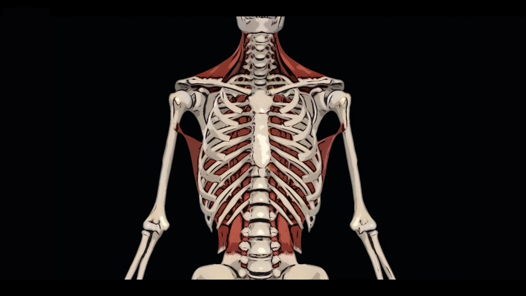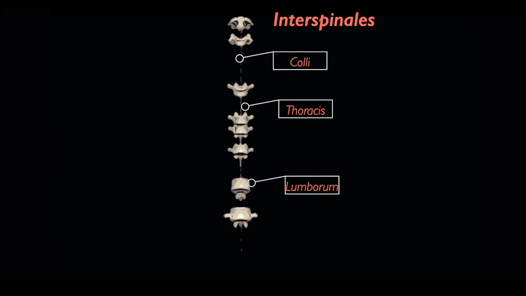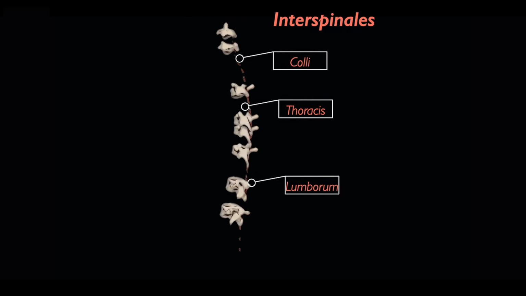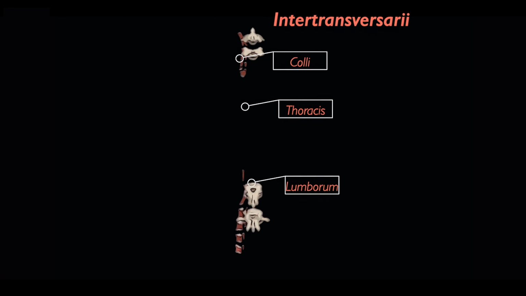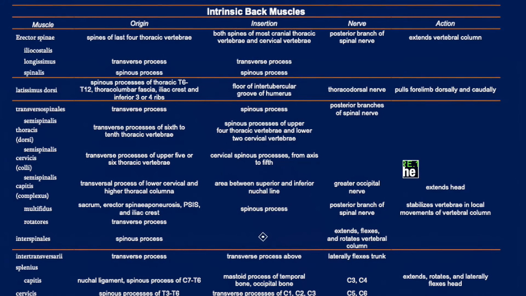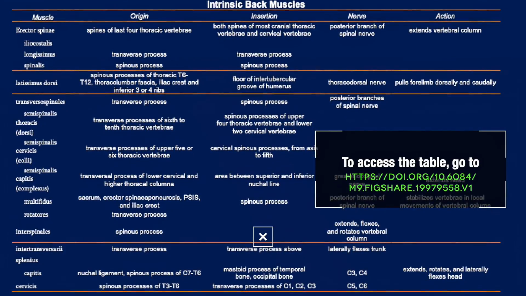The interspinalis muscles, which include the colli, thoracis, and lumborum subgroups, originate from and insert onto the spinous processes of adjacent vertebrae. And the intertransversi originate from and insert onto transverse processes of adjacent vertebrae and are divided into three parts, including the intertransversi colli, the superior portion, intertransversi thoracis, the middle portion, and intertransversi lumborum, the inferior portion. So that's the group of intrinsic muscles of the back, which are summarized on screen.